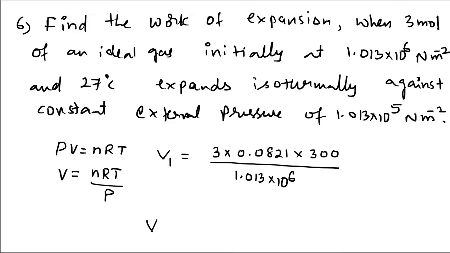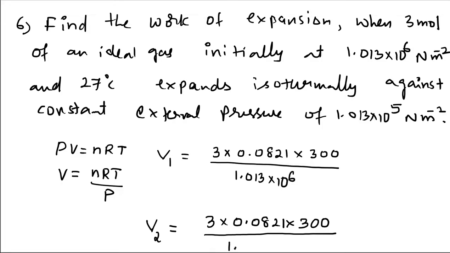Now what is the other number we have? V2 is equal to the same 3 moles, 0.0821, and what is the final temperature? It's an isothermal process. There is no change in temperature, that is 300 again, divided by the final pressure. The expansion happens until the internal pressure is equal to the final pressure. That's going to be 1.013 times 10 raised to the power of 5. So this is V2. Now let me do the mathematics. That's going to be 3 times 0.0821 times 300.